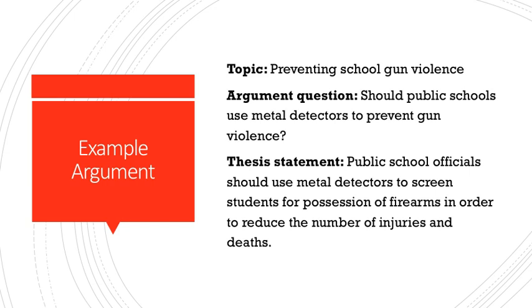And this person has picked yes, that they should use metal detectors to prevent gun violence. And so the thesis statement that they came up with, this would guide an entire essay on this topic. They say public school officials should use metal detectors to screen students for possession of firearms in order to reduce the number of injuries and deaths. And so they have their argument. They should be used. That is the argument. And then here's the very wide angle view of why, to reduce number of injuries and deaths.